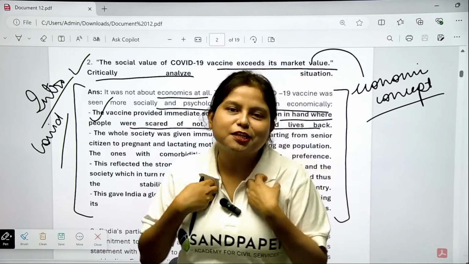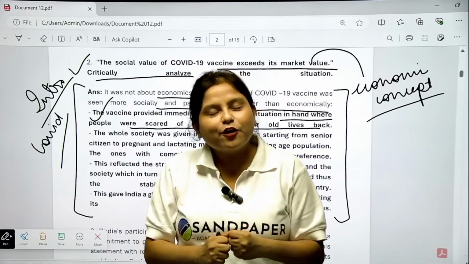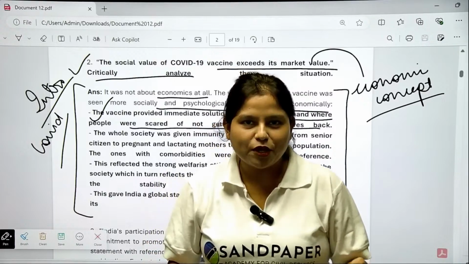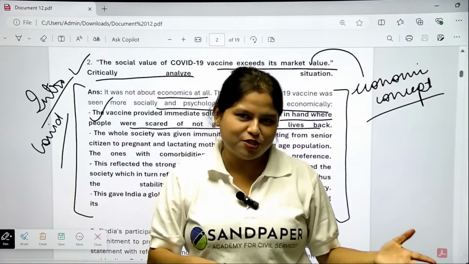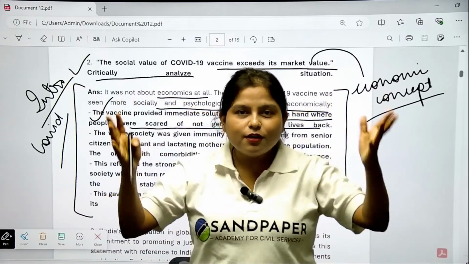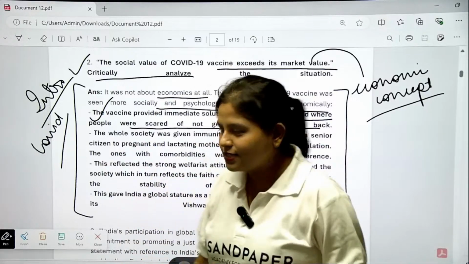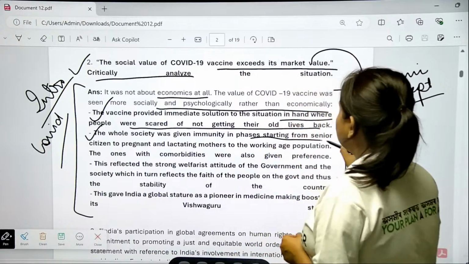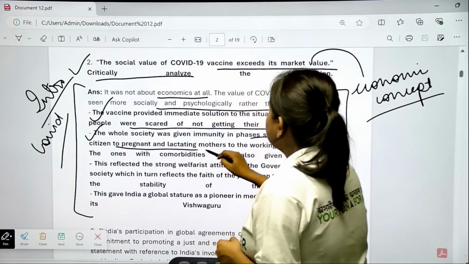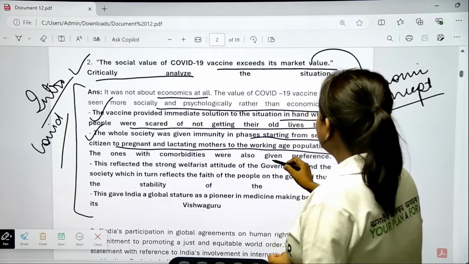We thought we would never return to our own life, that we would always have to be scared of public places, that we would be afraid to go into crowds, that we would never be able to go to the cinema or visit parks. But that fear of not having our own life back was taken away through the COVID-19 vaccine. The whole society was given immunity in phases, starting from senior citizens to pregnant and lactating mothers to the working age population. The ones with comorbidities were also given preference.